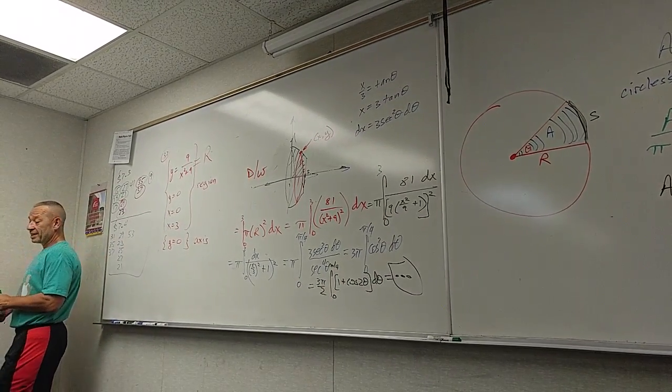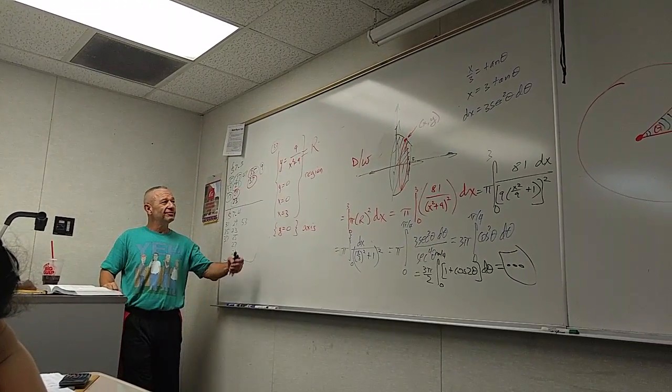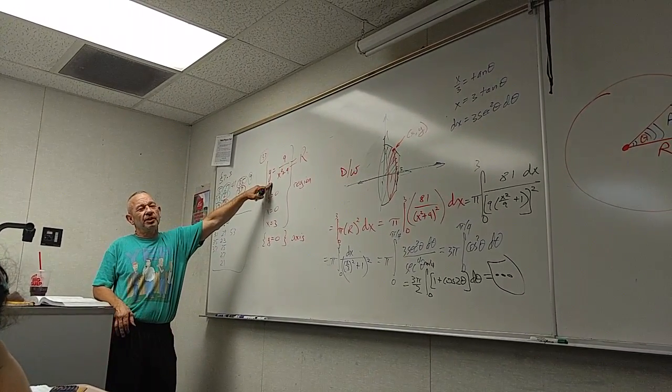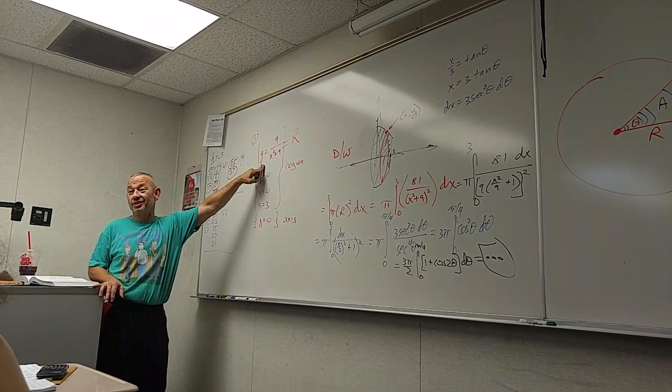So I certainly would be willing to give you a volume of revolution, but even though you're really supposed to be able to graph that, that would be kind of mean. I want to give you something a little easier to graph.